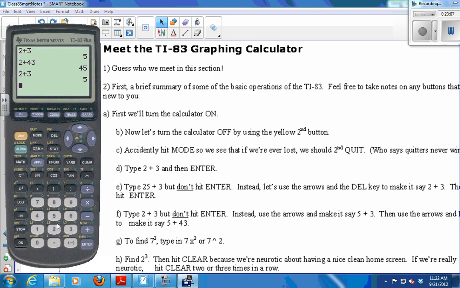To square things, you can hit 7, and then there's a square button right here. And you can just press that, enter. Or you can do 7, and then use this little caret or hat thing to raise to an exponent. So you do 7 caret 2. And you use the caret for any exponent other than 2. There's a squared button, but there isn't a button for anything else. So if you want to do 2 cubed, you do 2 caret 3, enter.